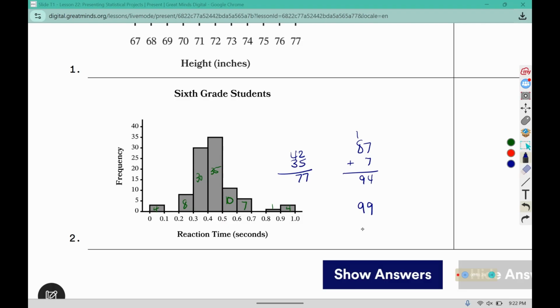So if we were to cut this in half to find the median or the middle, we would be looking for about 50 on each side. 49 and a half, about 50 on each side. So let's see here. 4 plus 8 is 12, plus 30 makes 42. So we're going to fall somewhere in this bar, which would put our median around 0.4 or 0.5.